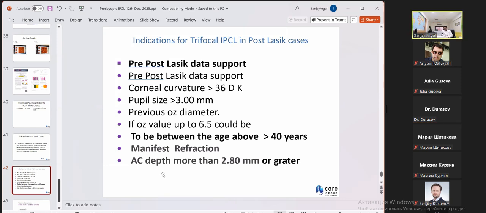And the rest of the parameters are the same as in a normal IPCL case.